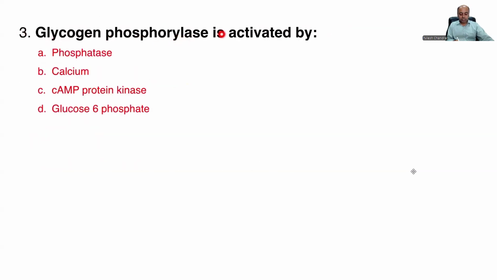Question number three, glycogen phosphorylase is activated by. So your options are phosphatase, calcium, cyclic AMP protein kinase, and the glucose 6 phosphate. So here the best answer is calcium. Calcium will activate the glycogen phosphorylase. The others are likely to inactivate the glycogen phosphorylase, and rather they will act on the glycogen synthase component. We'll look at the regulatory components of glycogen metabolism and the glycogen storage disorders separately, because one of the aspects, either the glycogen metabolism or the glycogen storage disorders, is definitely asked in the paper.